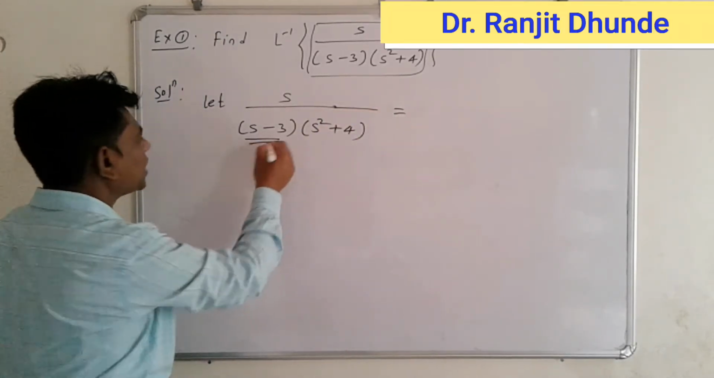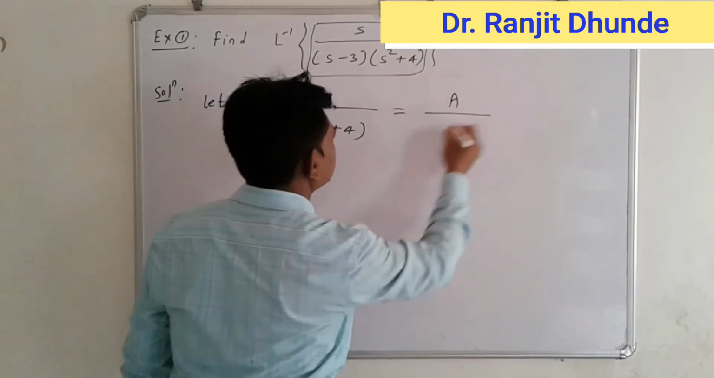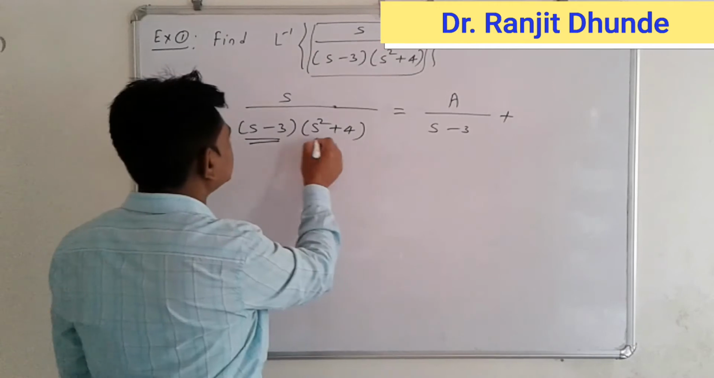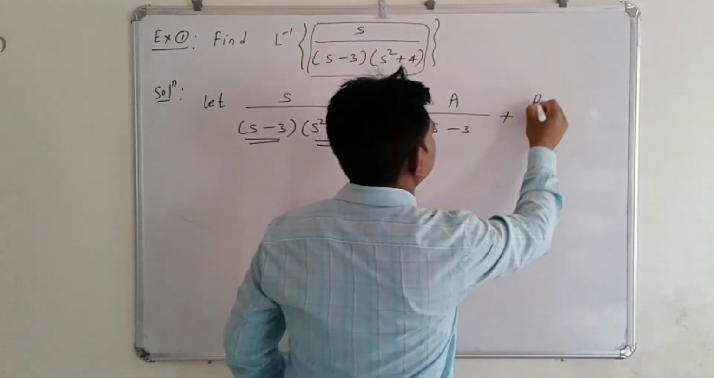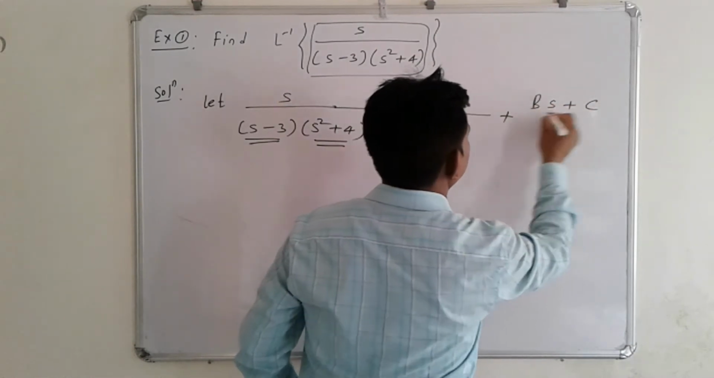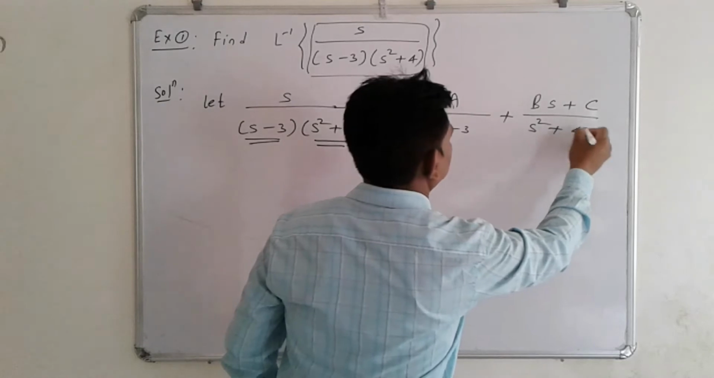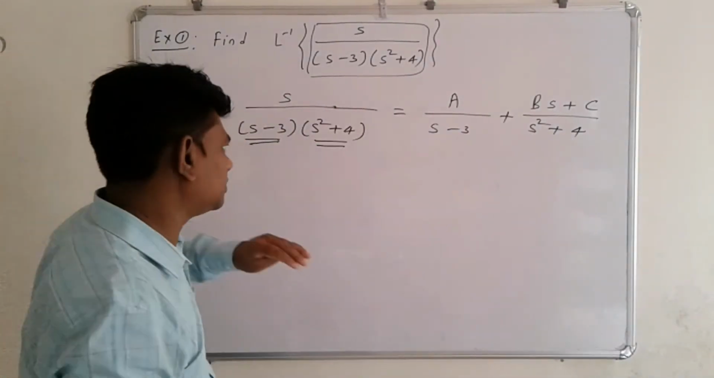Now here this s minus 3 is the linear factor. Now we use constant a for this linear factor s minus 3, plus this s square plus 4 is the quadratic factor. Now we use b times s plus c for this quadratic factor s square plus 4, where a, b, c are constants to be determined.